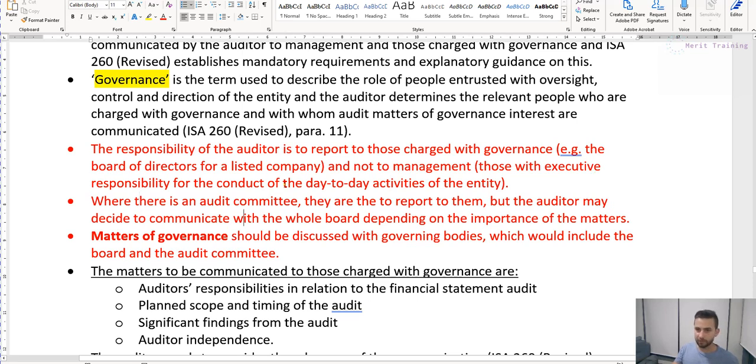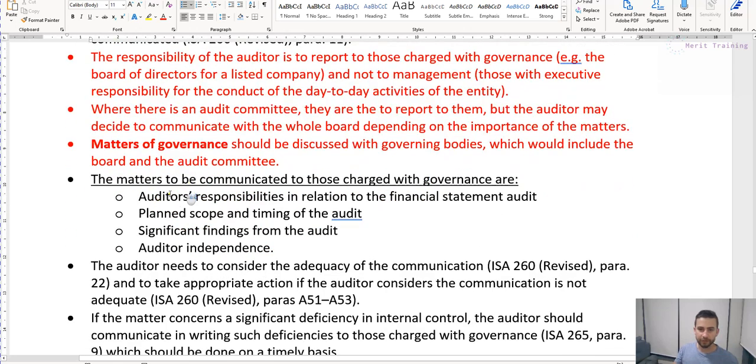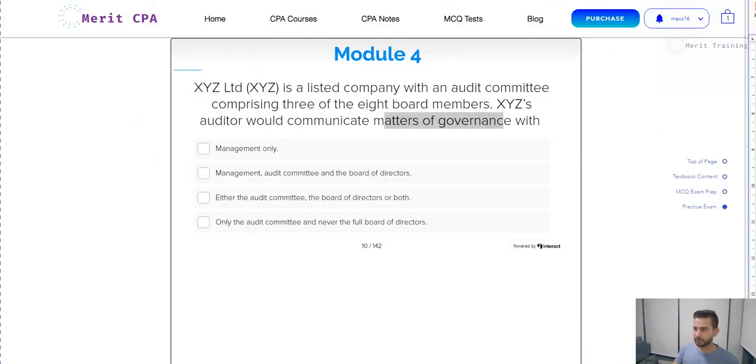So if it's just a failure of a couple of small controls in the finance team, they might just talk to the audit committee, right? But if they think that there's pervasive fraud as a result of the CFO overriding controls in the business, they might want to say it to the whole board, right? It depends on the size of the issue and how important it is, basically. So matters of governance should be discussed with the governing bodies, which would include the board and the audit committee. Okay, so hopefully that's enough information. If not, we can keep reading. So we know that based on what we read in the notes, we wouldn't communicate to management, right? We want to communicate to the board. And that may or may not include the audit committee.